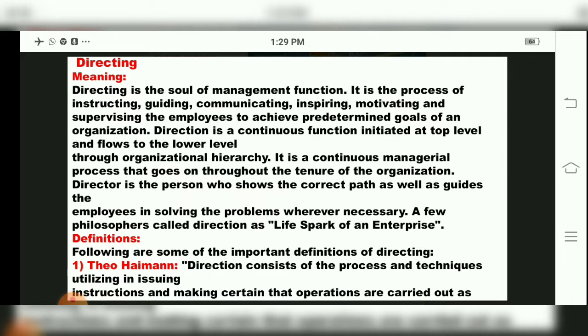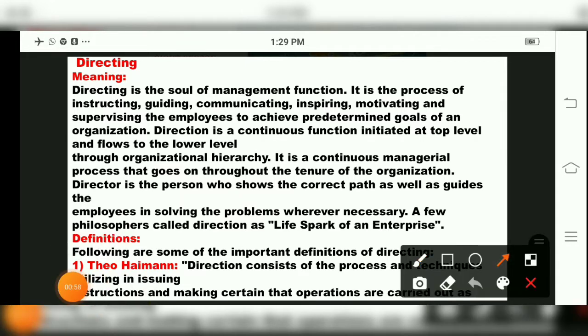A director is a person who shows the correct path as well as guides the employees in solving problems. And therefore, a few philosophers have called direction, children, the life spark of an enterprise. You can see over here, a few philosophers call direction the life spark of an enterprise.